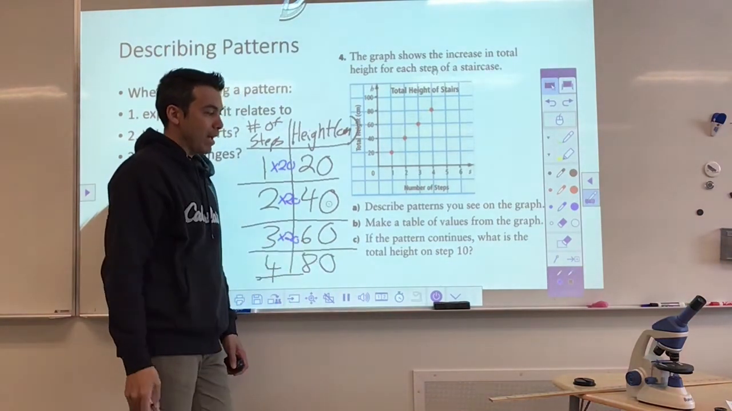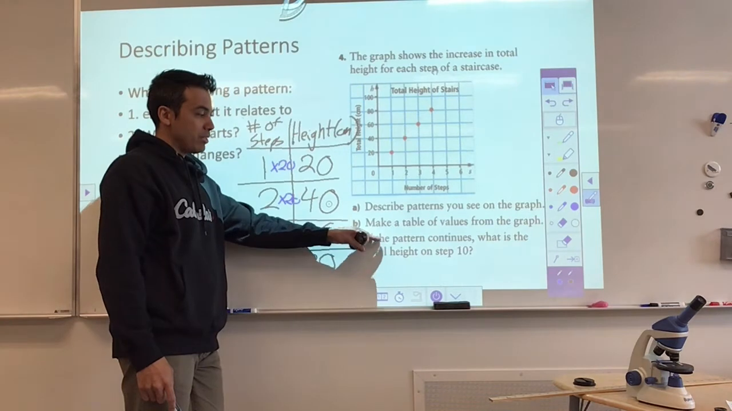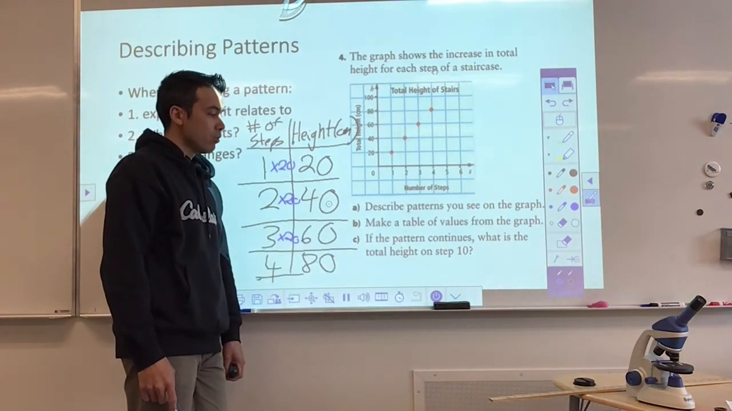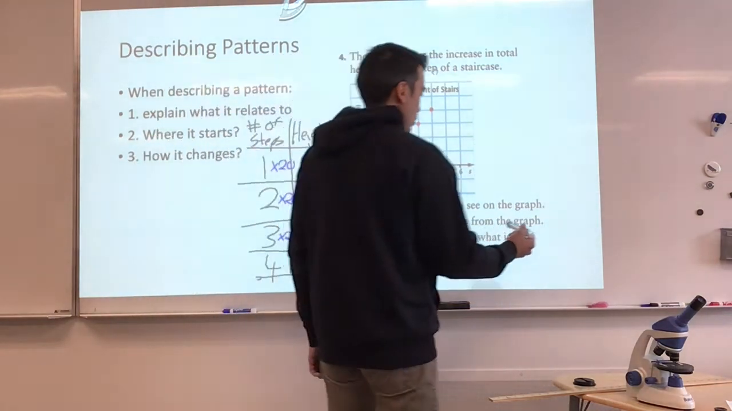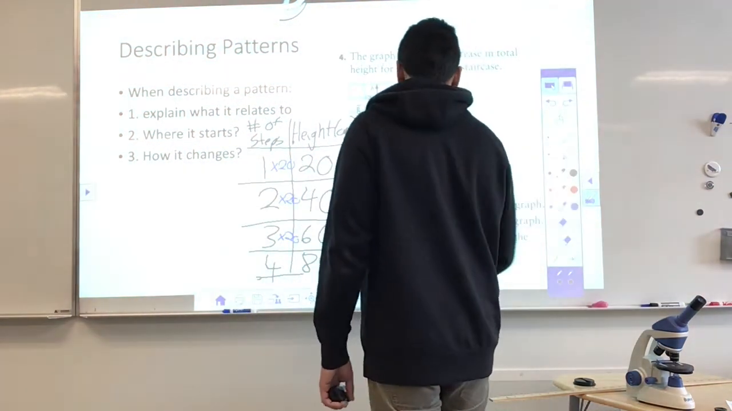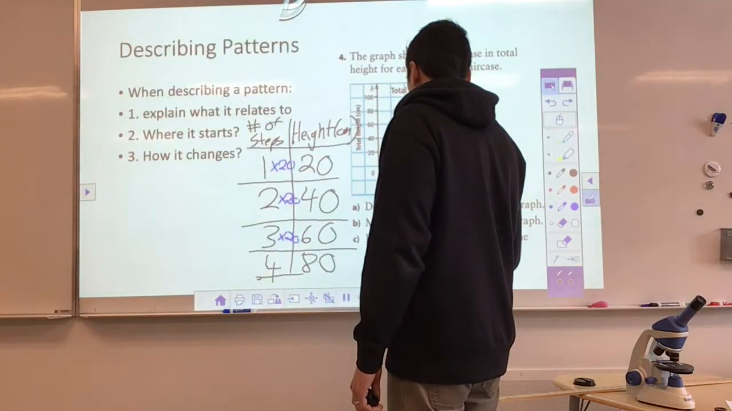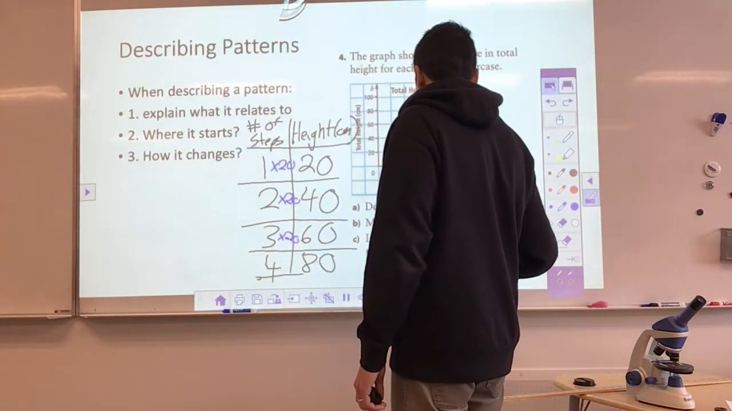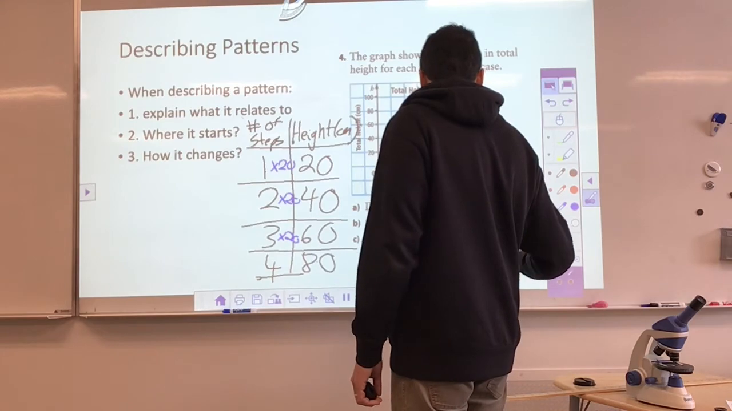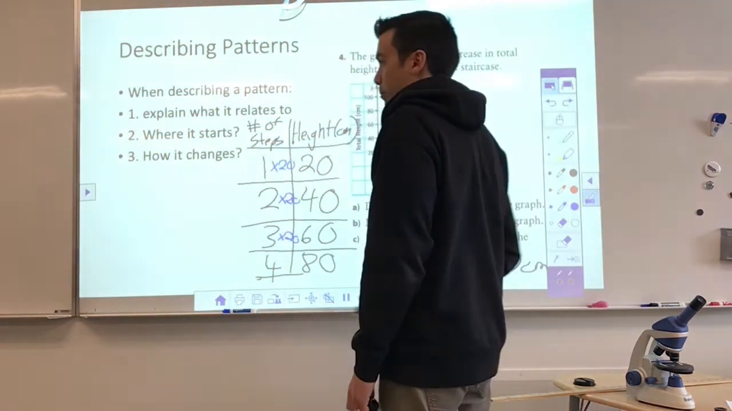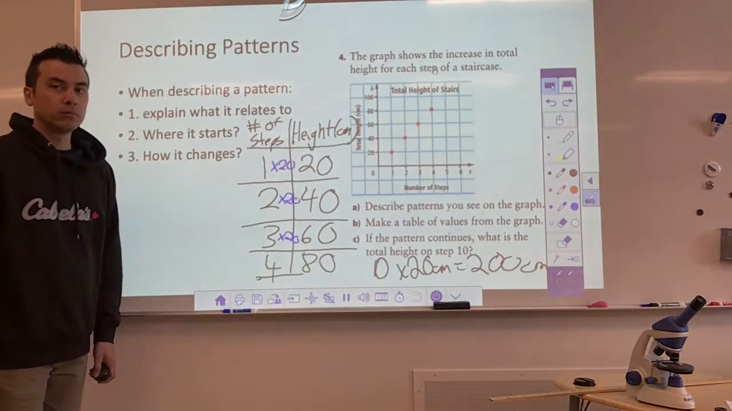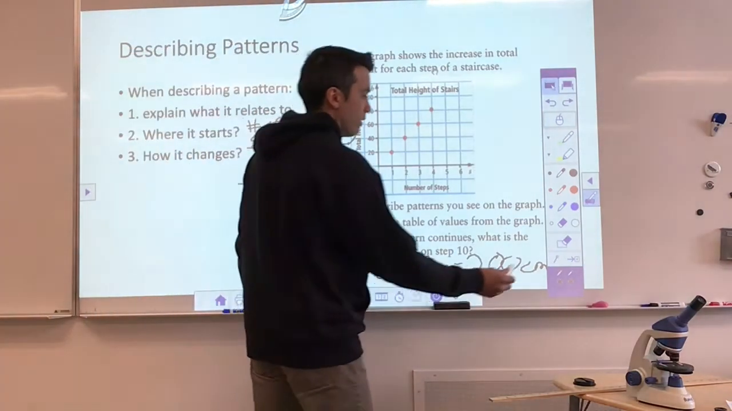So when I'm asked to, based on this pattern, if it continues, what's the total height of step 10? Well, I'm probably just going to multiply 10 by 20 to get 200. 10 steps times 20 centimeters for each step would give me 200 cms. That's how I thought of it.